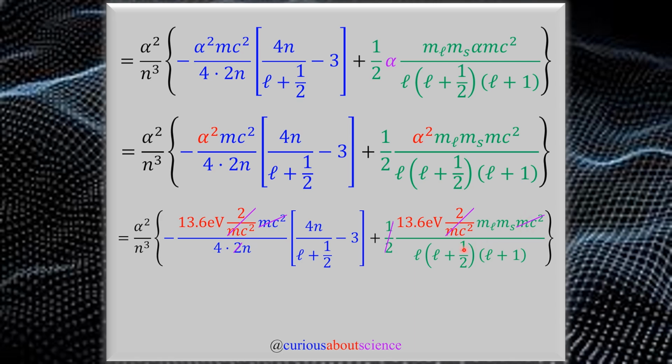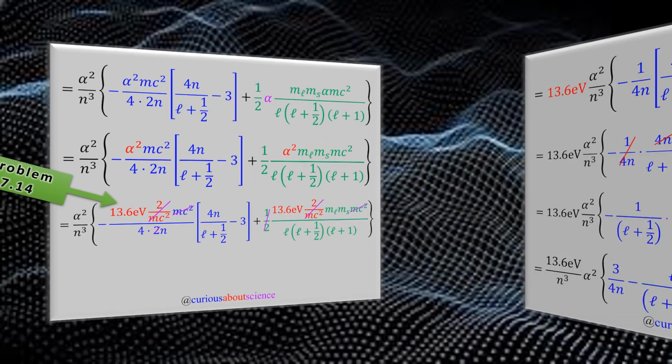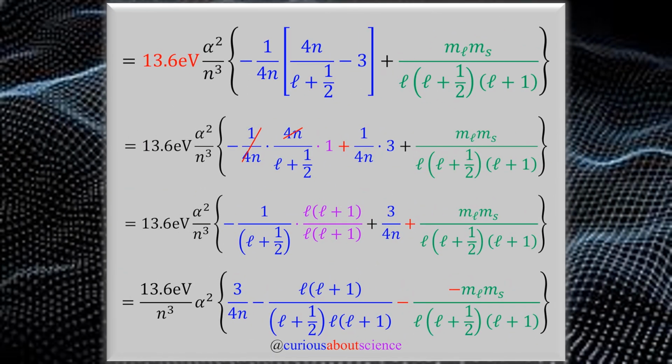The rest is just finding a common denominator with the spin-orbit coupling, and then we'll be good to go. Yep, that's the second part of the 7.14, as mentioned. Clearly both of those terms, from the relativistic and spin-orbit coupling, had a 13.6 on it, so we factor that out. And now we clearly see that we just need to distribute the negative 1 over 4n into both terms in the blue bracket.